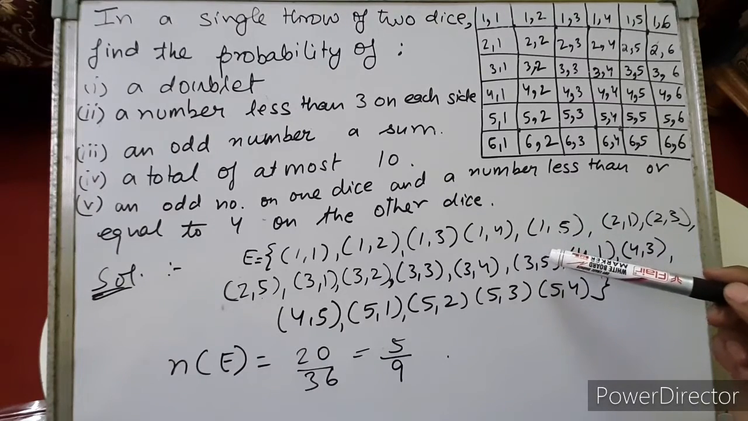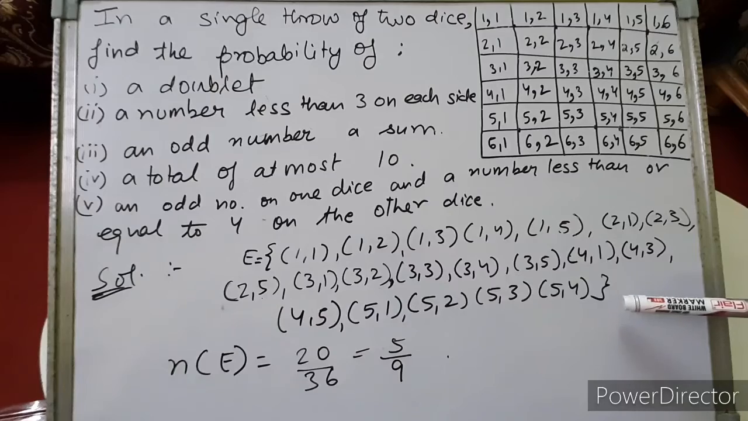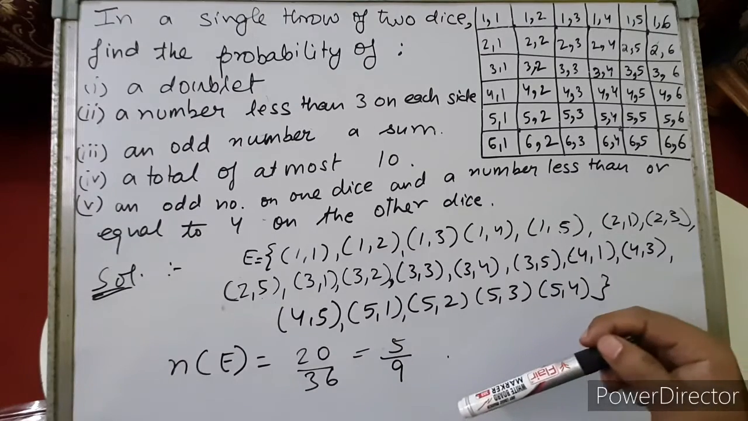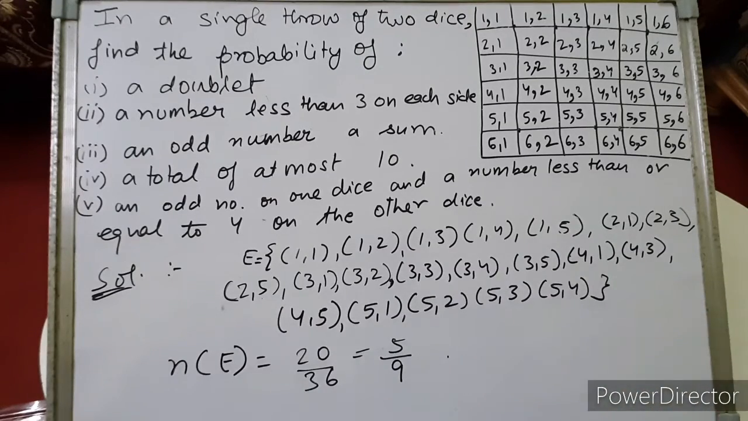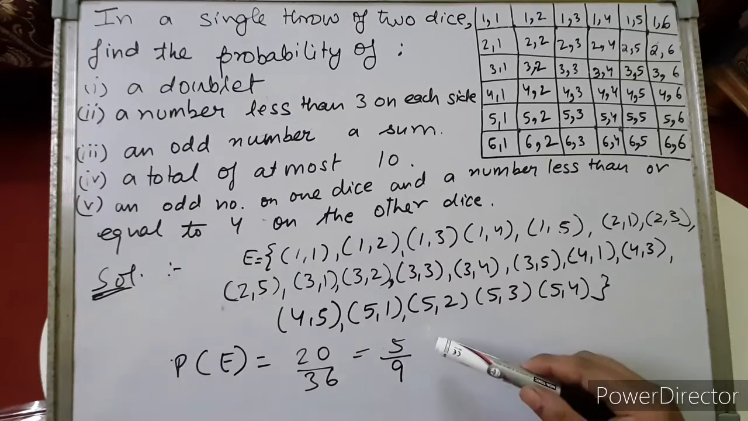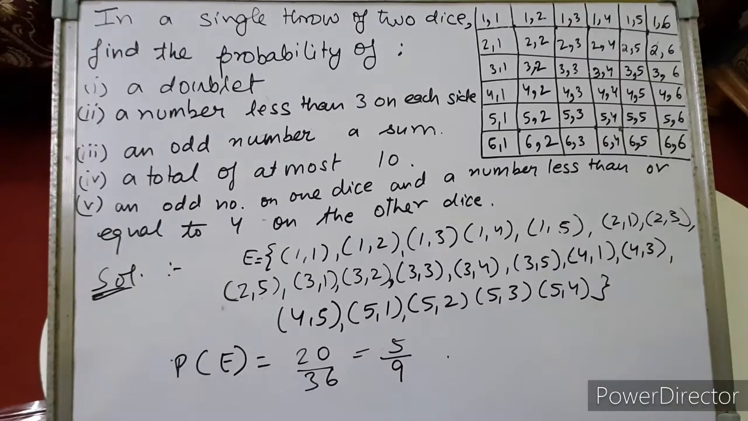Don't get confused children. So this way when we calculate, we will get the total number of outcomes as 20. So the probability of getting the event E will be 20 upon 36. That will be 5 by 9. 4 fives are 20, 4 nines are 36. Alright children. Note down this sum please.